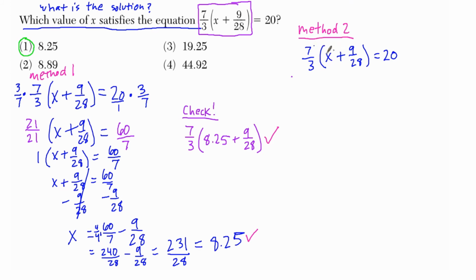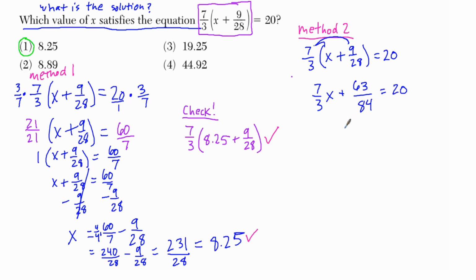So if you want to get rid of the parentheses by distributing the 7/3, you can distribute the 7/3 through the binomial and get 7/3 x plus 7/3 times 9 over 28, which is 7 times 9 is 63 over 3 times 28, which is 84, I think, I hope, is equal to 20. And at this point, this just becomes another equation with fractions.